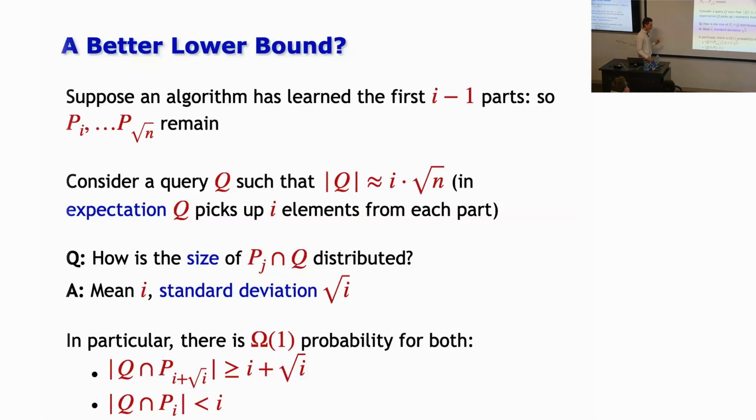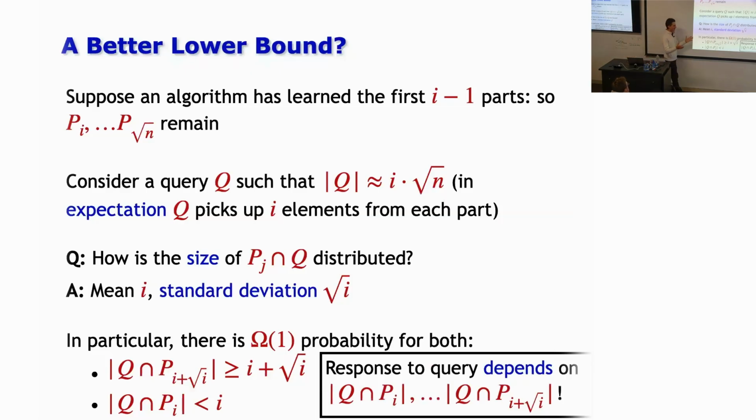like this, there's an omega-1 probability that in part p_(i+√i), you exceed the budget, right? That you get i plus square root i many elements, while at the same time, in part p_i, you don't meet the budget. These are both omega-1 probability events on their own, and the parts are independent. So there's an omega-1 probability that here you cause a dependence, while in part p_i, you don't cause a dependence. And so why is that an issue?